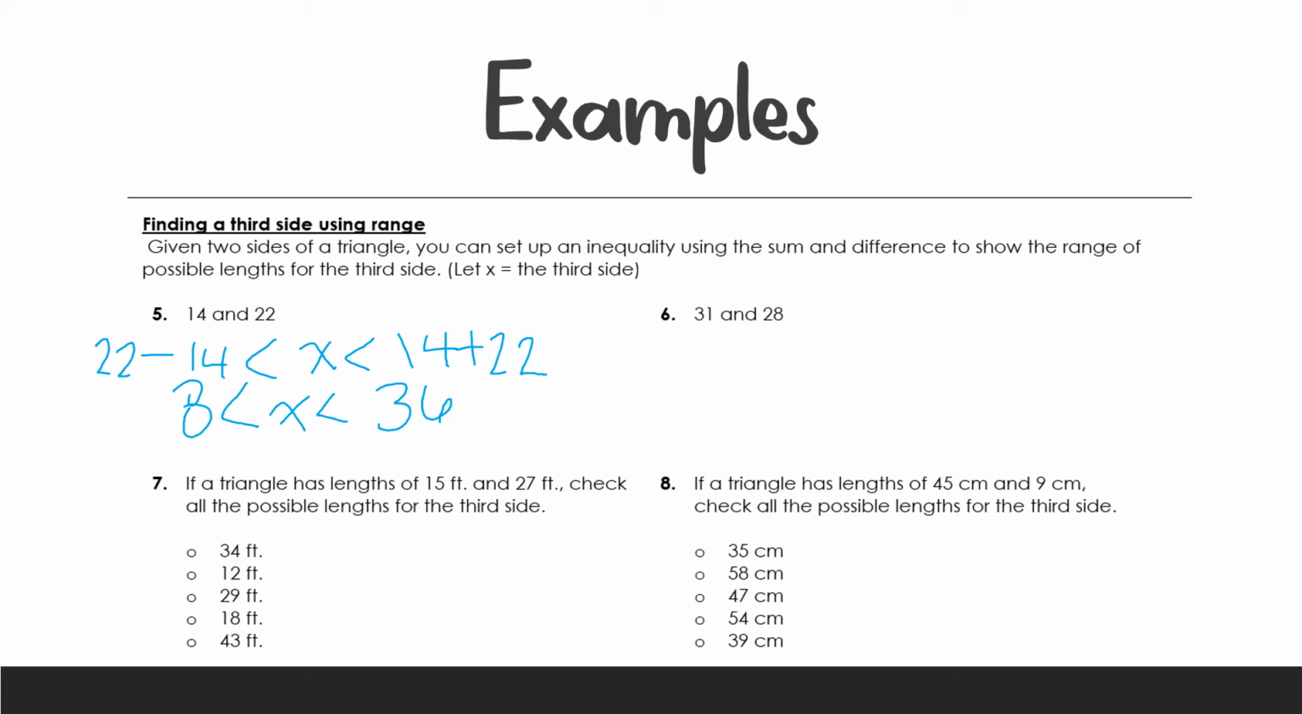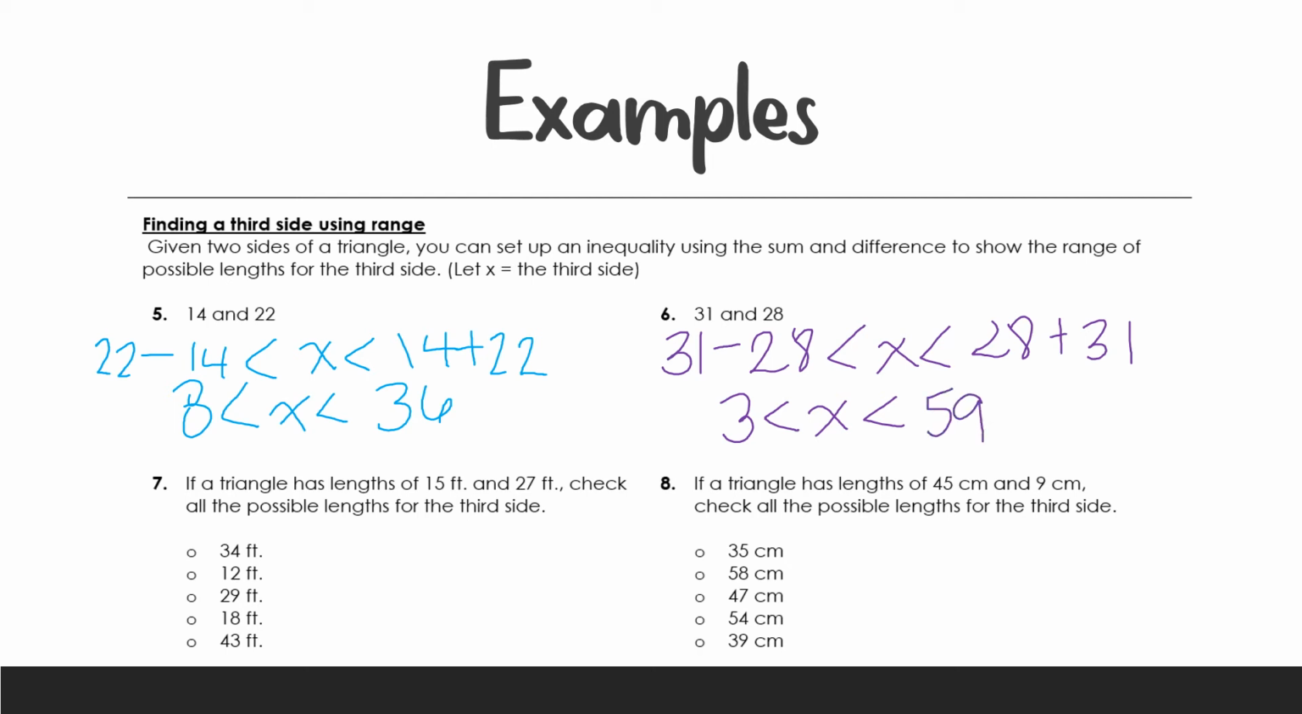So let's try the same thing with example 6, but here we're looking at 31 and 28. So we're going to start by subtracting them. That would be if those two were the longest ones. So that would be 3 is less than x, which is less than, and then we're going to add them, assuming that they're the two shortest. So we have 28 and 31, which is going to be 59. So our third leg could fall anywhere between 3 and 59, not including 3 or 59. It's got to be bigger than 3 and smaller than 59.